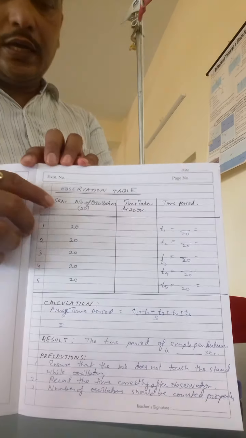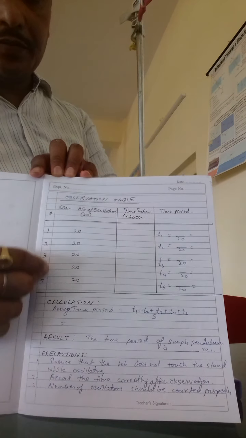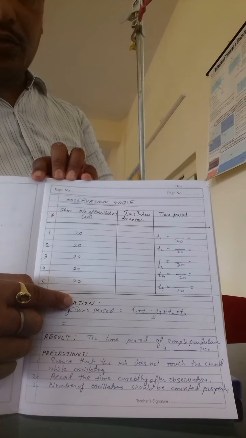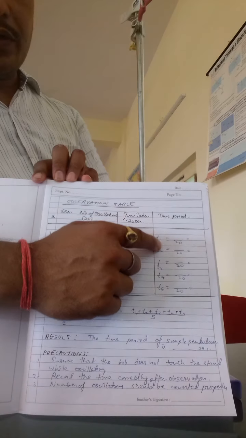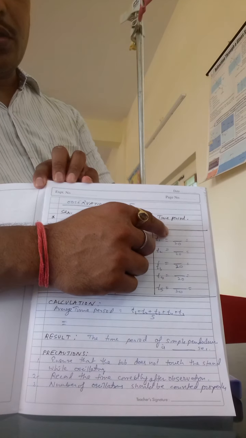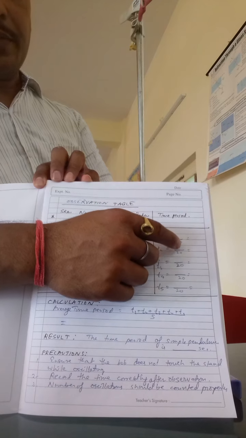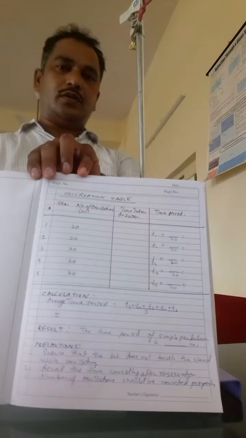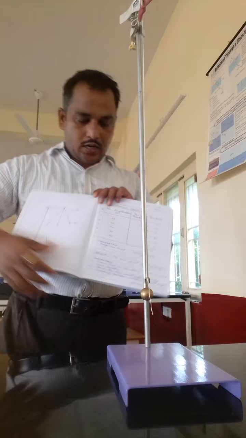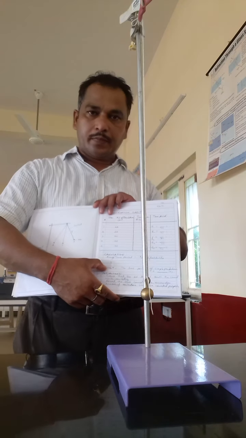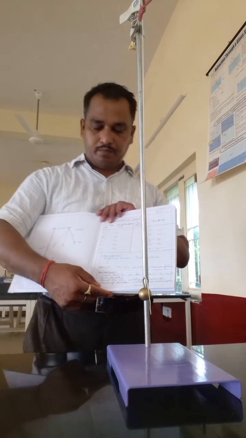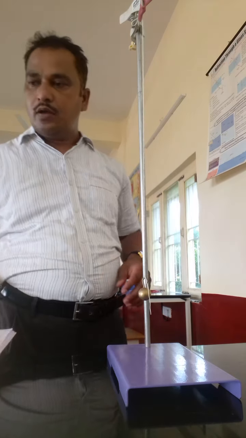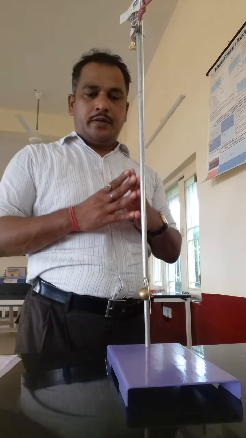This is the observation table. Here you write the serial number, since you are taking 5 readings, and for 20 oscillations you record how much time it takes. We will treat it as T1, T2 time period. It will be calculated by dividing the time taken by the total number of oscillations. After this you can calculate the average time period, and then write the result and precautions, as you are aware of the format. So we will start this experiment.